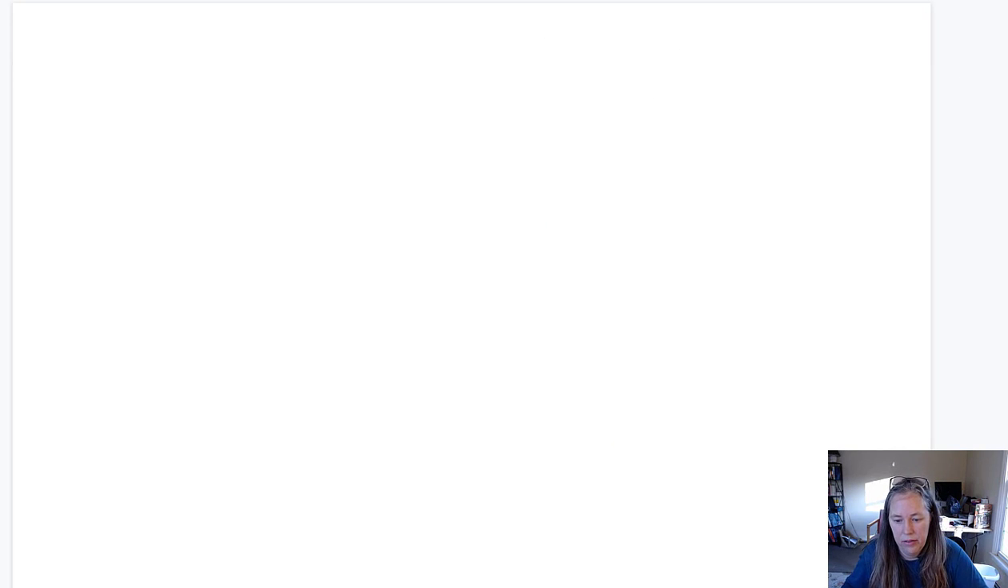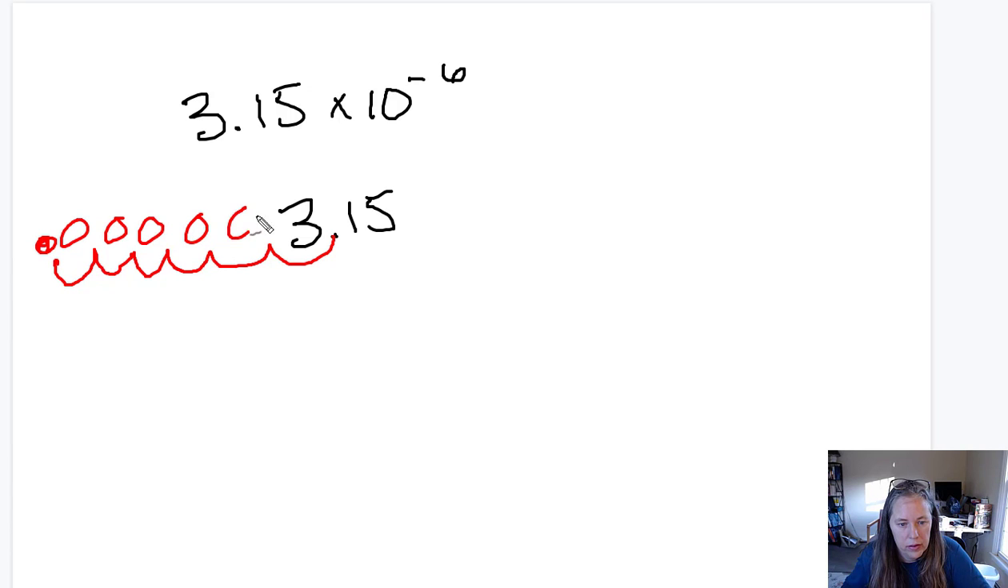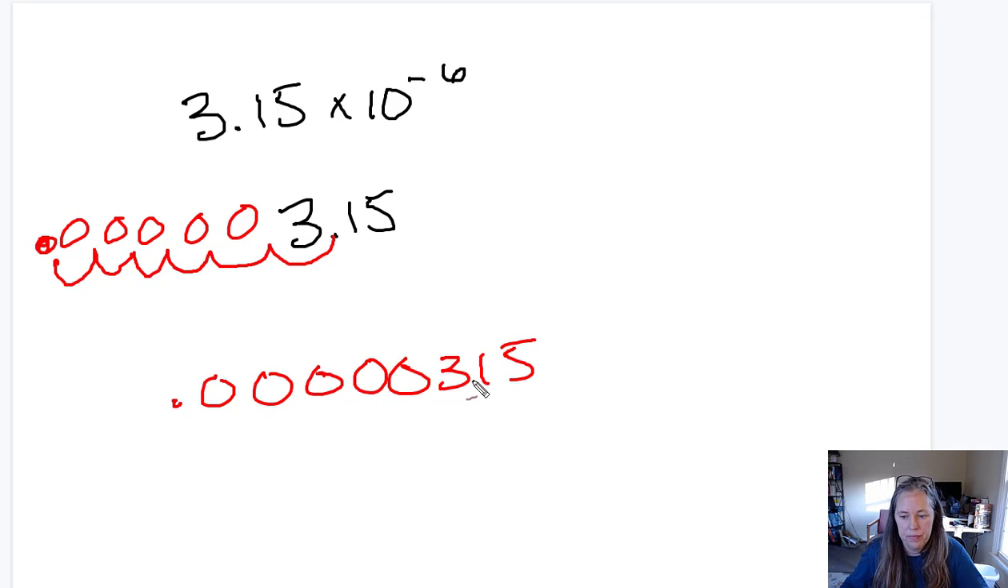3.15 times 10 to the negative 6. Same thing, but we're going to move it 6 in the other direction. So we've got 3.15. We're going to go 1, 2, 3, 4, 5, 6. Put the decimal there, and these all get zeros. So we've got 0.000000315.